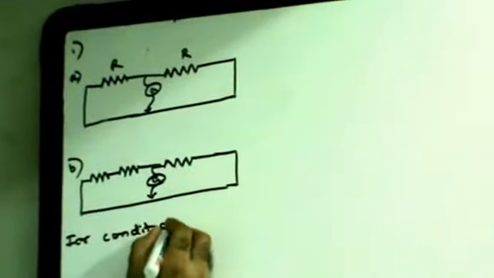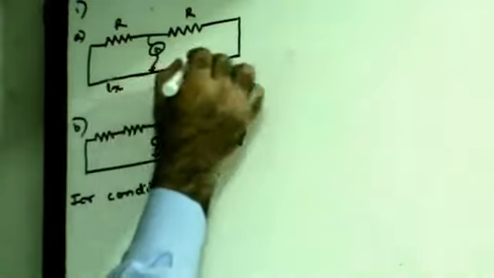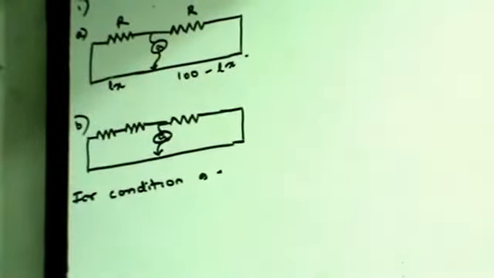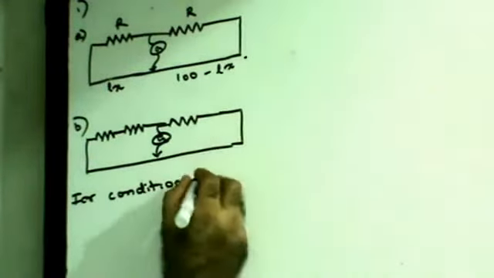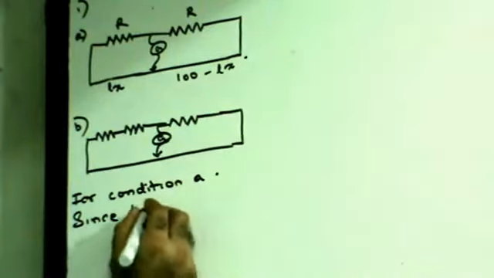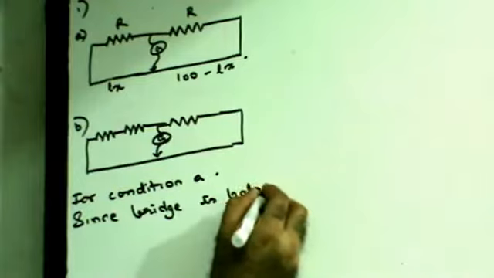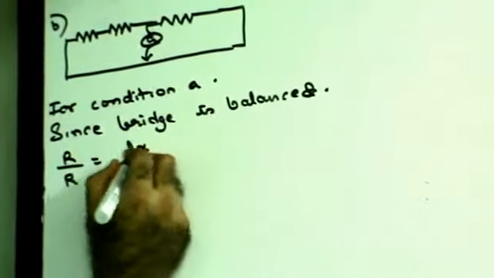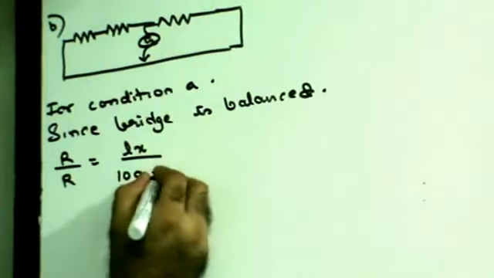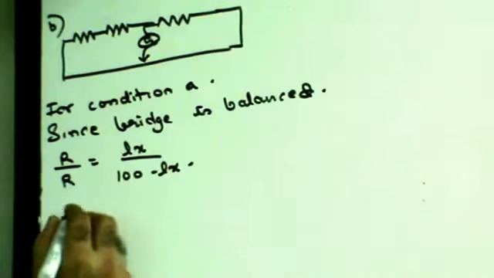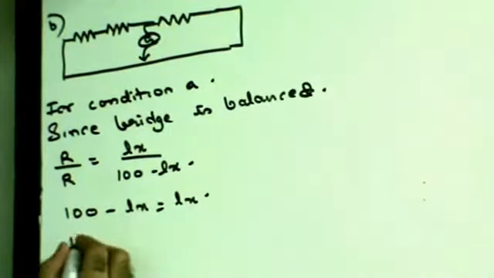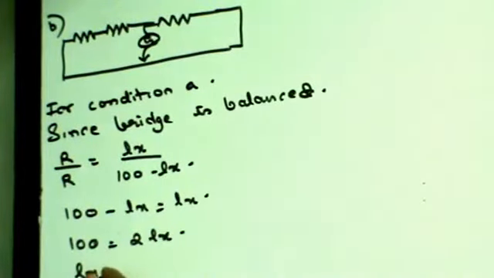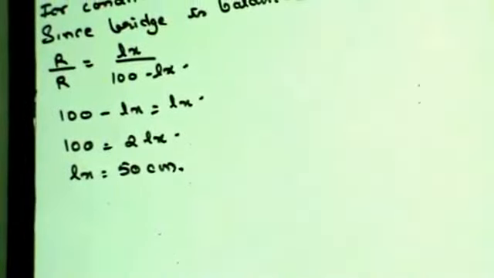Now guys, first let's consider condition A. They are saying that the two resistors are connected in series. Let the length of the left gap be Lx, so the right gap is going to be 100 minus Lx. Since the bridge is balanced, I can say R upon R is Lx upon 100 minus Lx. So 100 minus Lx is equal to Lx, 100 is equal to 2Lx, Lx is equal to 50. Once you have this, next for condition B.